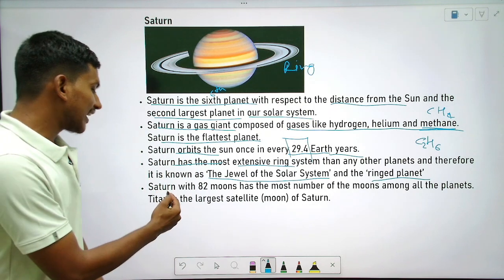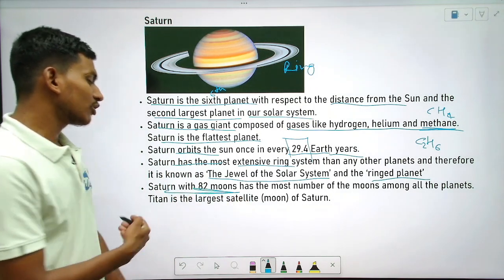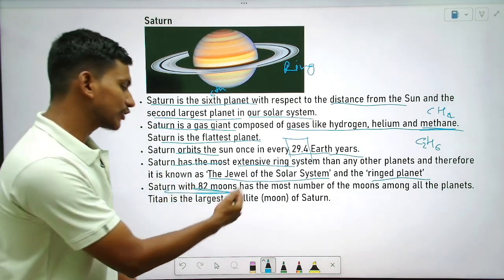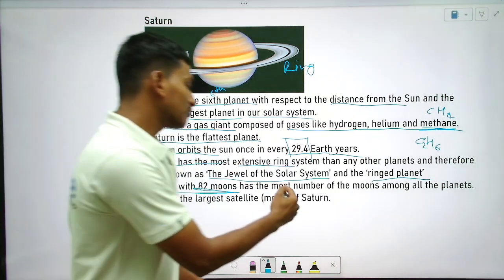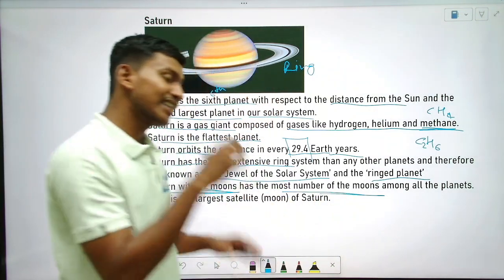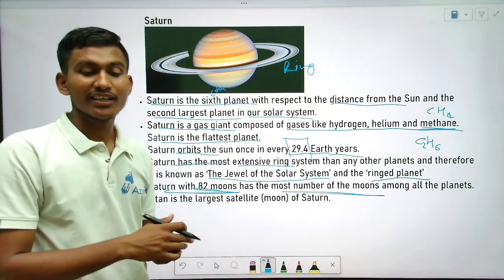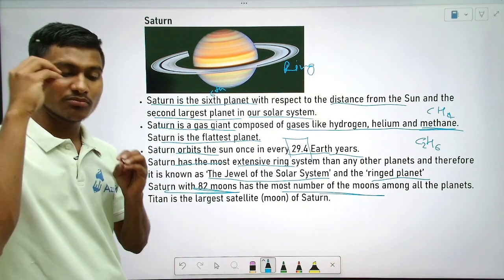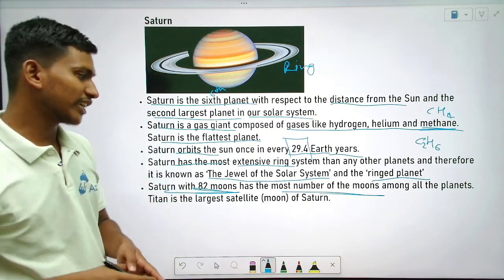So how many moons are there for Saturn? 82 moons. Saturn has the most number of moons. Yes, Saturn has the most number of moons.